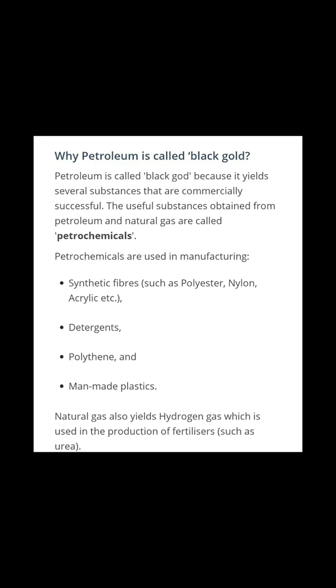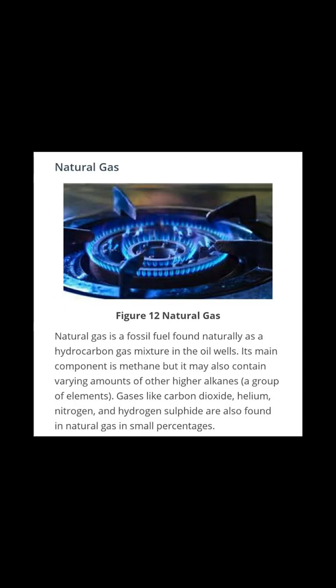Now, why is petroleum called black gold? Petroleum is called black gold because it yields several substances that are commercially successful. The useful substances obtained from petroleum and natural gas are petrochemicals. Petrochemicals are used in manufacturing synthetic fibers, nylon, acrylic, detergent, polythene, and man-made materials. Natural gas also yields hydrogen gas, which is used in the production of fertilizers such as urea.